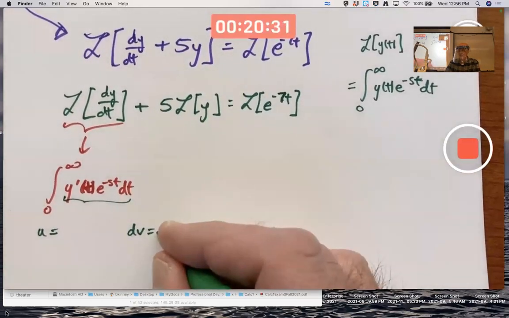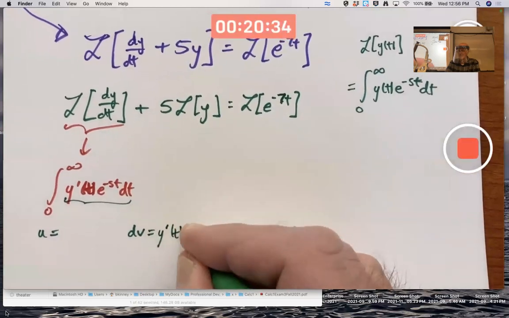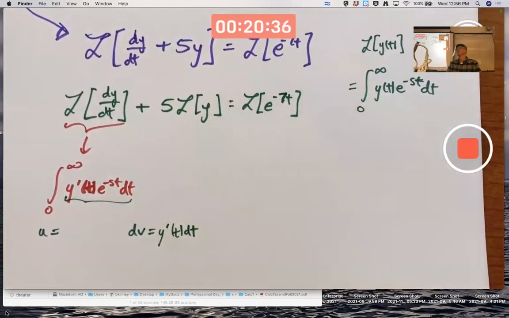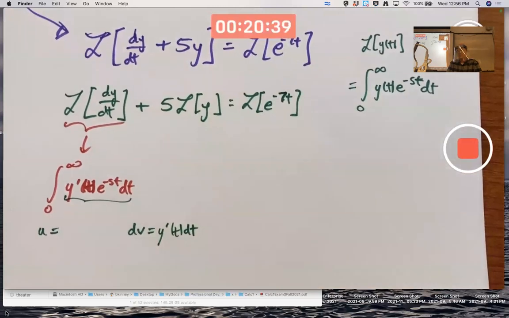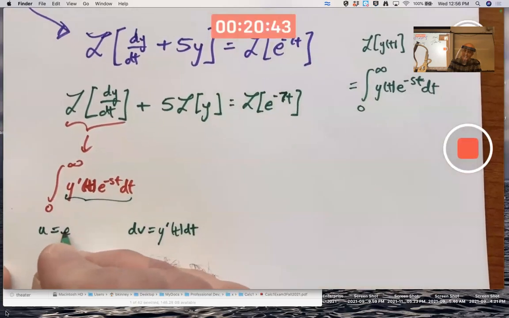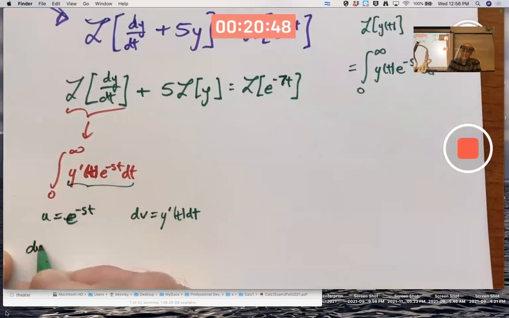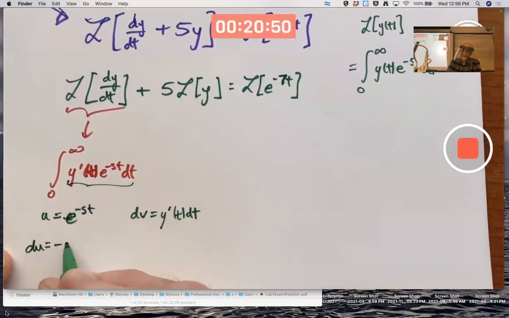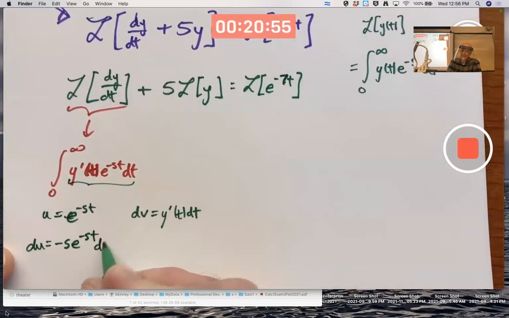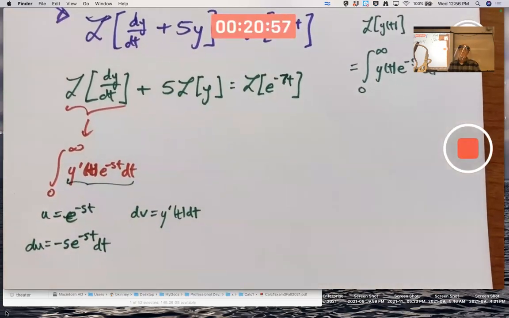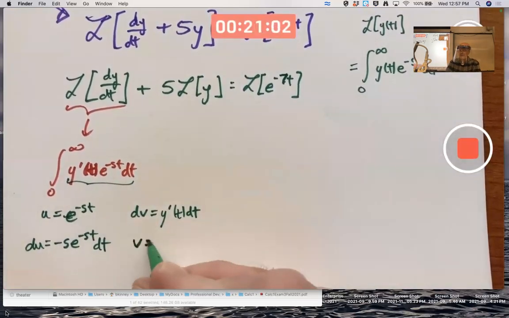So that's a hint that you probably want to let dv be y prime of t dt, or if you prefer, v prime equals y prime, and let u be the other factor, e to the negative st. Now find du with respect to t, negative s e to the negative st dt, or if you prefer, u prime is negative s e to the negative st. And v is going to be an antiderivative of y prime. Hey, that's just y.